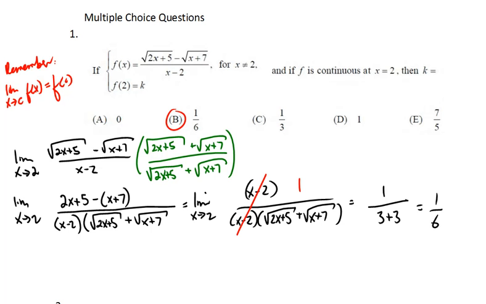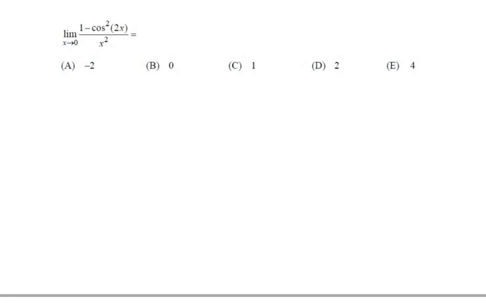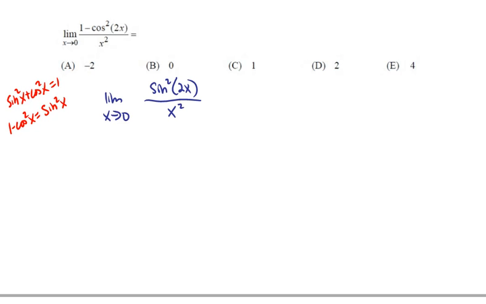Okay, we'll go on to the next problem. We have limit as x approaches 0 of 1 minus cosine squared of 2x over x squared. When I see the cosine squared, especially 1 minus, that tells me that this is using my Pythagorean identities. Sine squared x plus cosine squared x equals 1. So 1 minus cosine squared of x is equal to sine squared of x. So the numerator is going to become sine squared of 2x over x squared.